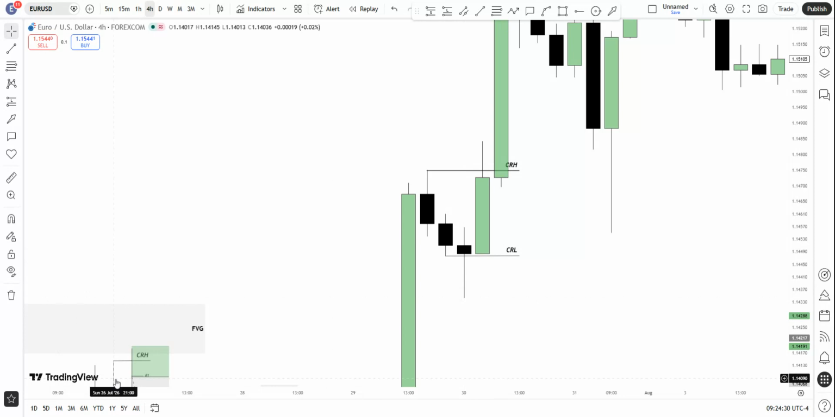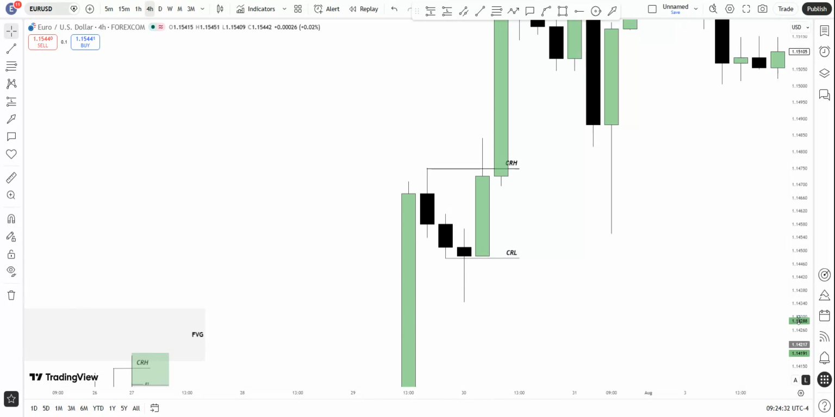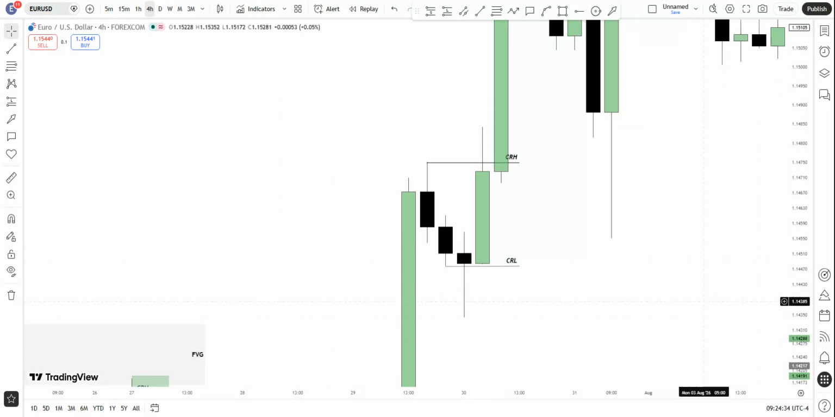And this is an example of a classic CRT that I taught in my episode 1, where we have three candles acting as a CRT, whereby the first candle is a range, then the second candle is a manipulation candle, which is going to sweep liquidity and also create the liquidity purge.